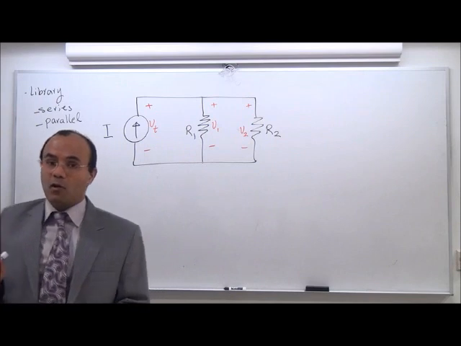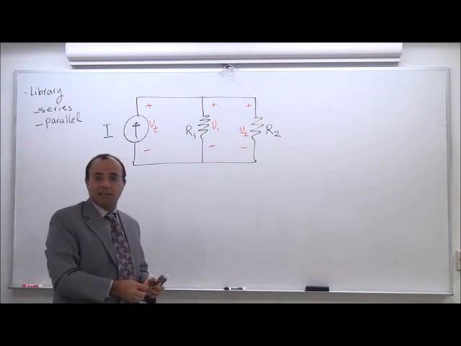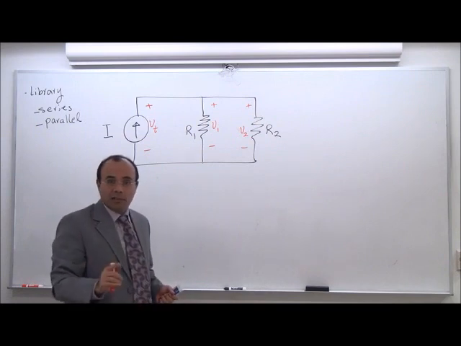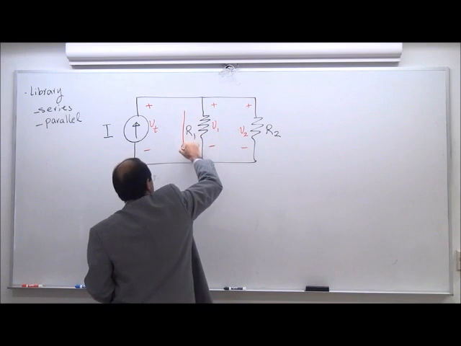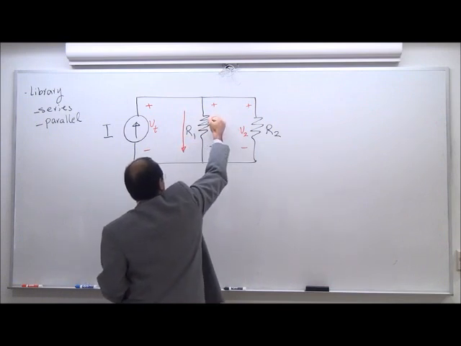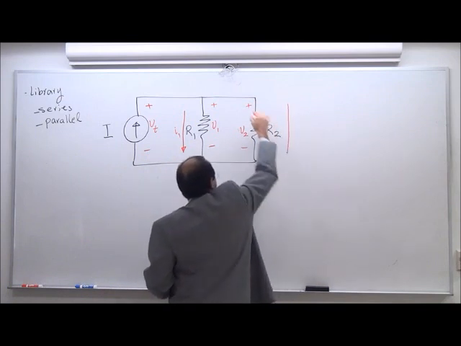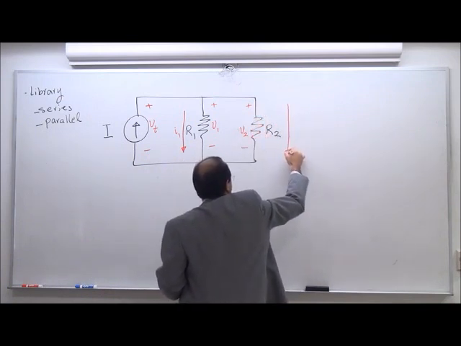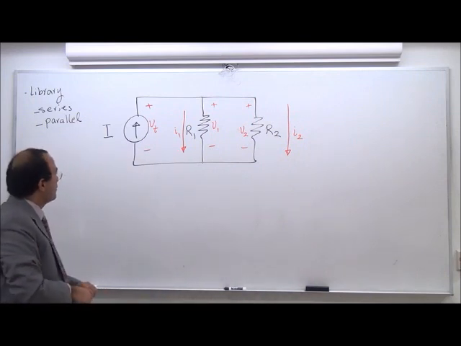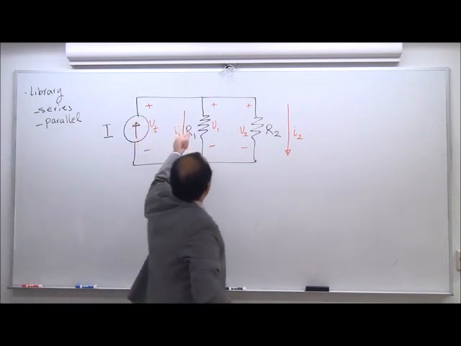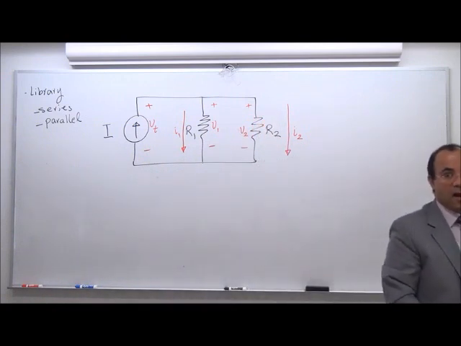R1 and R2 are resistors. As soon as you select the polarity of voltages, the direction of the current is not yours to choose. So the direction is already assigned. It has to go into the component at the plus and leave at the other node. That is I1. Similarly for the other resistor, it goes in at the plus and leaves at the other node, I2. How many unknowns do I have? 1, 2, 3, 4, 5. I need 5 equations, 5 unknowns to solve this.